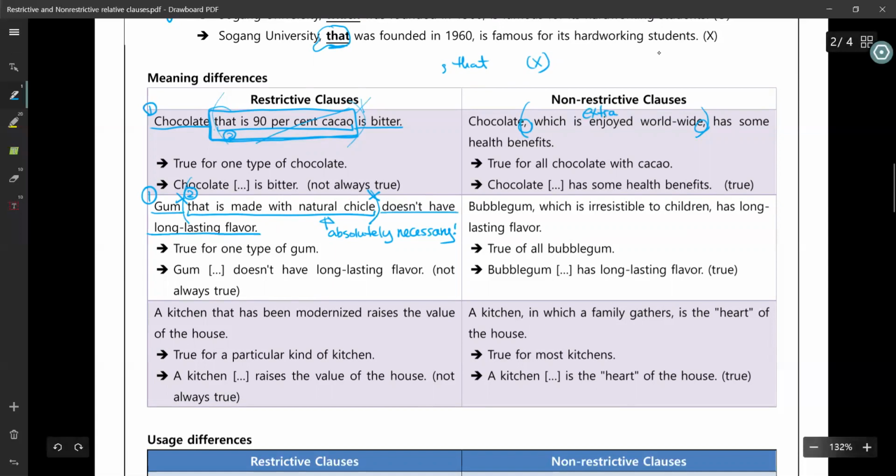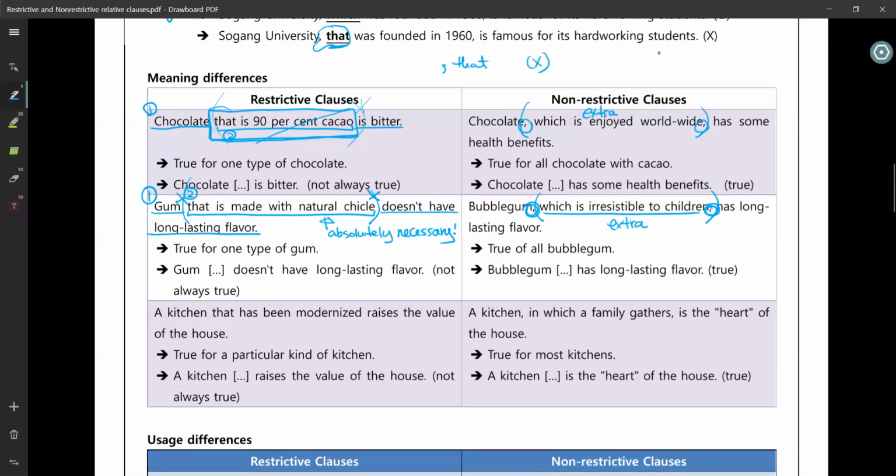But take a look at the non-restrictive clause version. It says bubblegum, comma, which is irresistible to children, comma, has long-lasting flavor. So if we take this out, will we still have the same meaning? Yes, we do. We want to say bubblegum has long-lasting flavor. But you know what? Did you know that bubblegum is very popular among children? He's just giving extra information. So that's why we can put comma, comma.